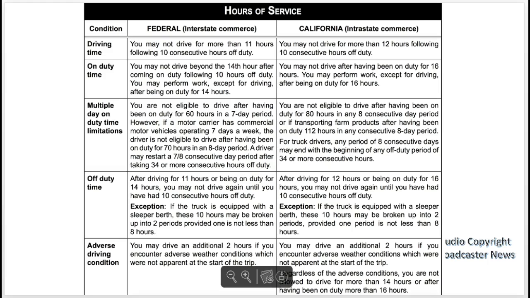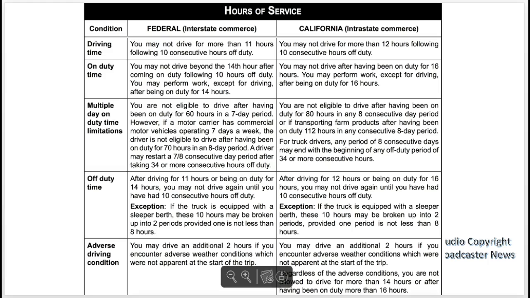Now, if you're going from state to state, multiple day on-duty time limitations. From state to state, you are not eligible to drive after having been on duty for 60 hours in a 7-day period. However, if a motor carrier has commercial motor vehicles operating 7 days a week, the driver is not eligible to drive after having been on duty for 70 hours in an 8-day period. The driver may restart a 7 or 8 consecutive day period after taking 34 or more consecutive hours off duty.